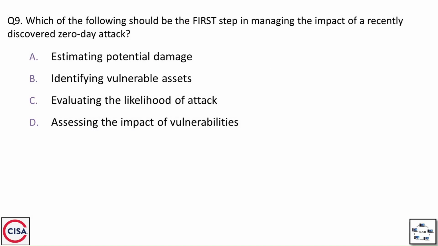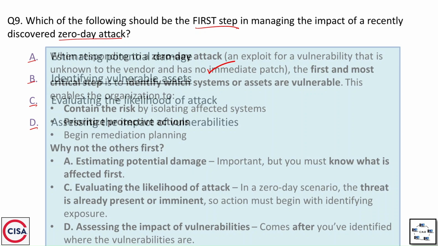Question number 9, which of the following should be the first step in managing the effect of a recently discovered zero-day attack? Option A, estimating potential damage. Option B, identifying vulnerable assets. Option C, evaluating the likelihood of attack. And option D, assessing the effect of vulnerabilities. And the correct option is option B, identifying the vulnerable assets.